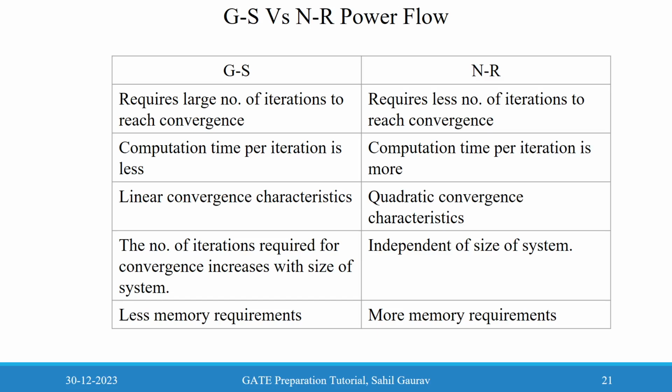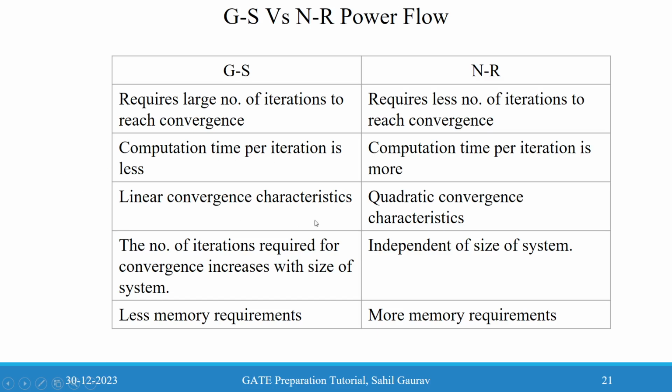Now let us see the comparison between Gauss-Seidel and Newton-Raphson power flow methods. Gauss-Seidel requires a large number of iterations to reach convergence, whereas Newton-Raphson requires fewer iterations to reach convergence. Here the total computation time is less, but the computational time per iteration is more. This is the disadvantage of the Newton-Raphson method.